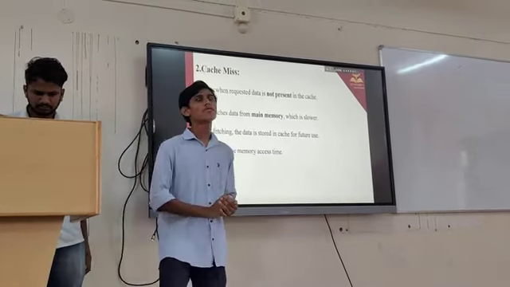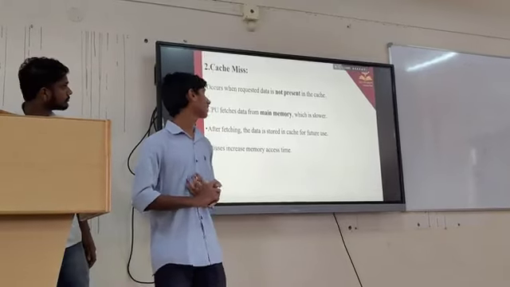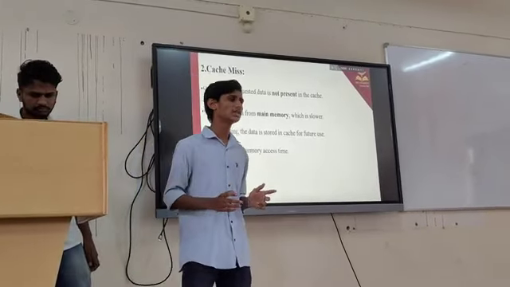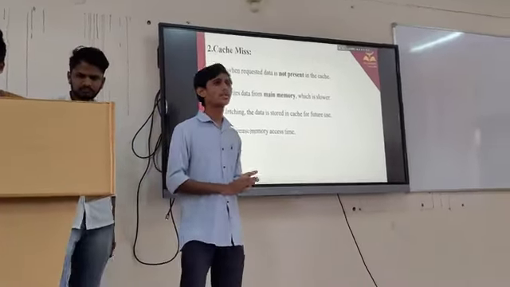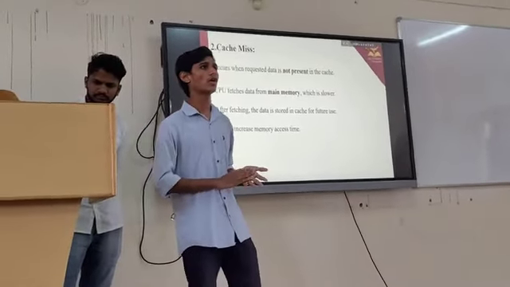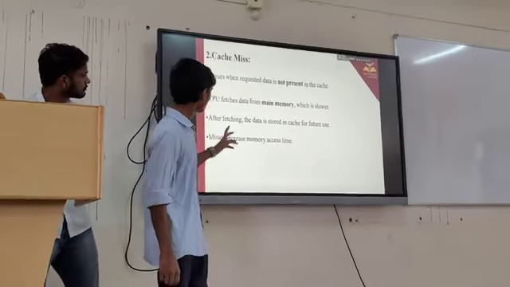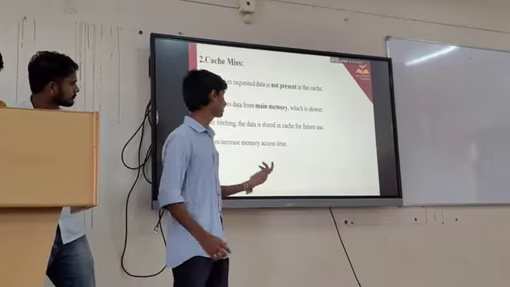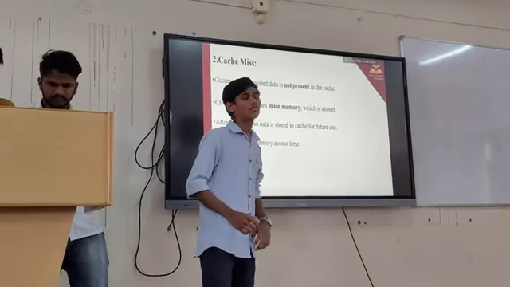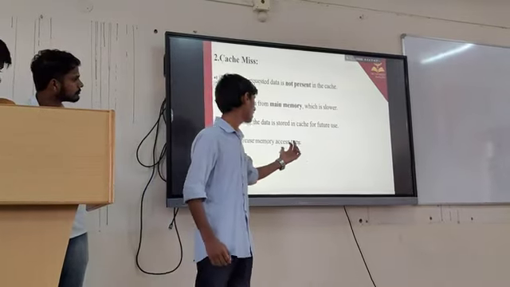Cache miss: if the CPU requests data and the required data is not present in the cache, it is called a cache miss. It is the same whether it is a read or write. The CPU uses the data from the main memory, which is slower compared to the cache memory. After that, the data is stored in the cache and further accesses continue in the cache. This results in an increase in memory access time.